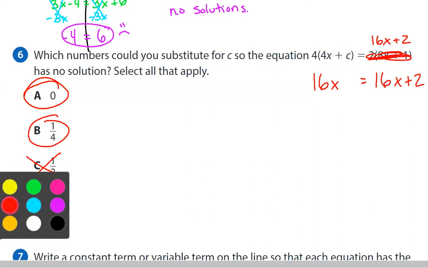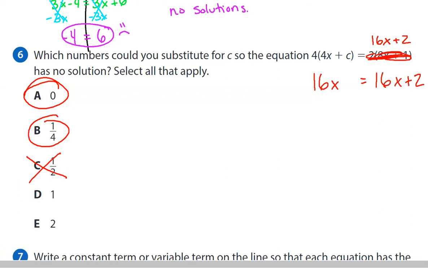Okay, next one is 1. Shall we try it? It's good practice, right? Okay. So 4 times 1 is 4. So we still have our 16s, and that would leave us with 4 equals 2. Does 4 equal 2? No, it does not. Oops, what did I click? Okay, get rid of that one.